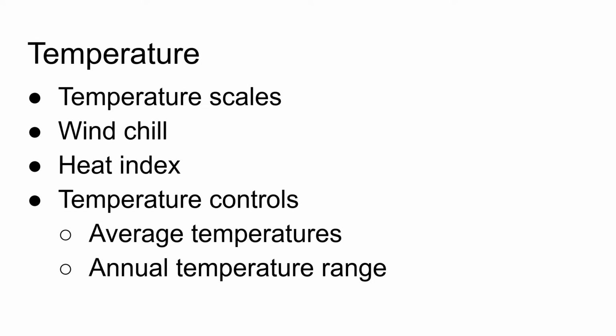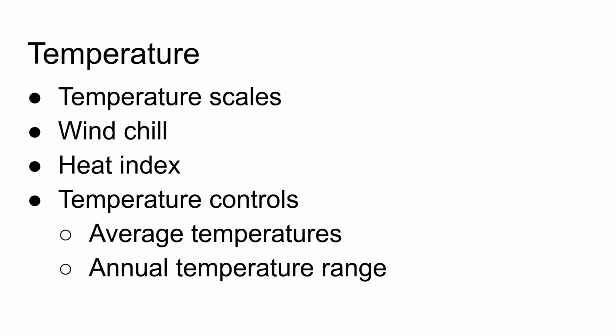So we're going to talk about temperature scales, the three common temperature scales, how to convert back and forth between Celsius and Fahrenheit, and then we're going to talk about the effect of heat and wind on the human body. We'll talk about wind chill and look at the heat index. And then we'll talk about temperature controls. Temperature controls are the factors that create patterns of average temperatures.